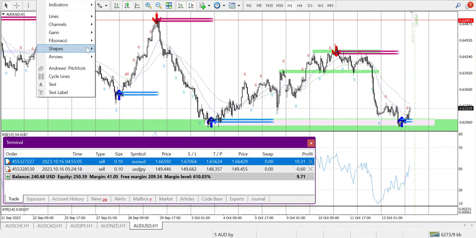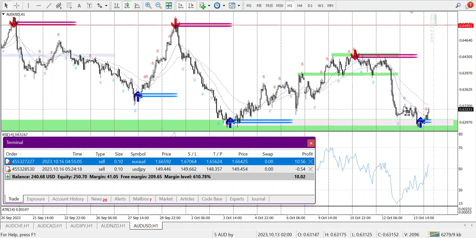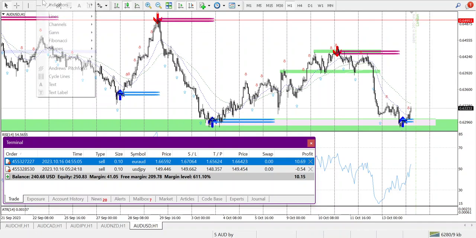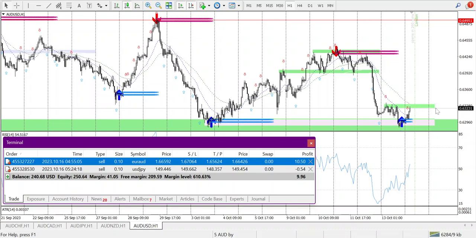So here it has to break, because I can see it is going to break this area. I don't expect a double bottom formation in this case because I can already see divergence here. The divergence has already moved out, so it has to break up, come down and go up.